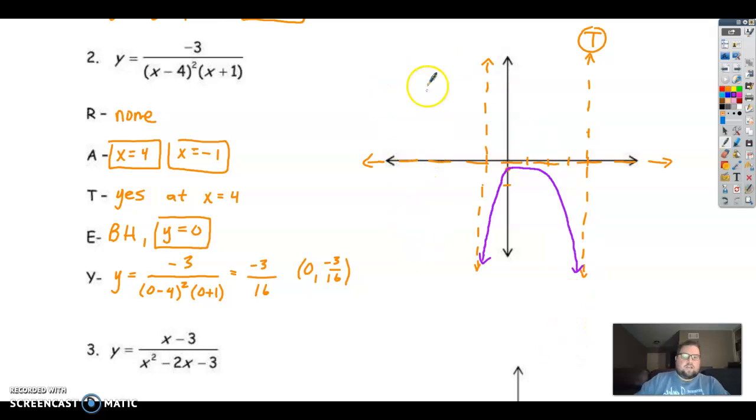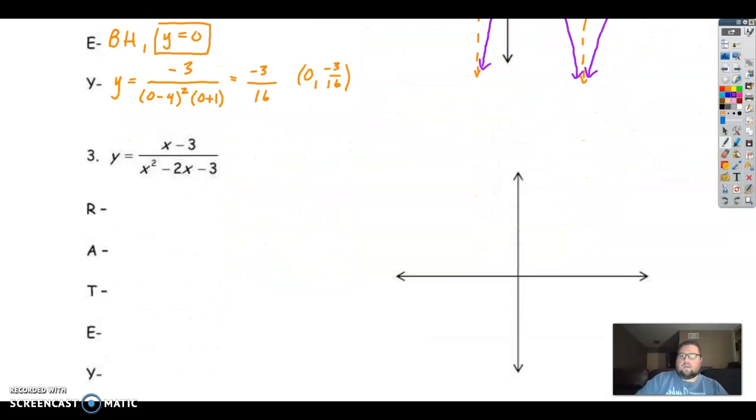On the left side, there is no togetherness, so I should not go on the bottom because that'd be right next to this. I should go on the top there. But on the right side, there is togetherness, so I do want to go on the bottom right next to this one.